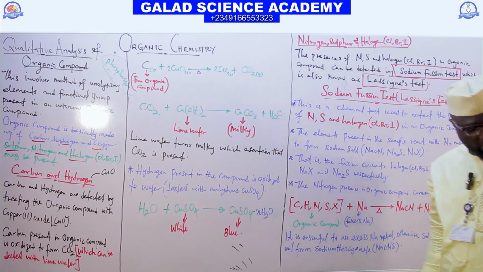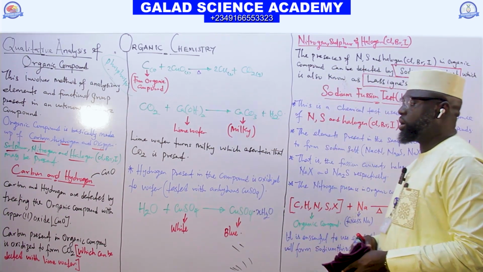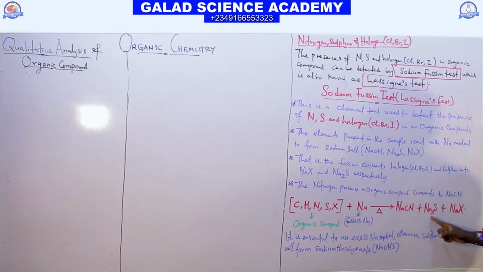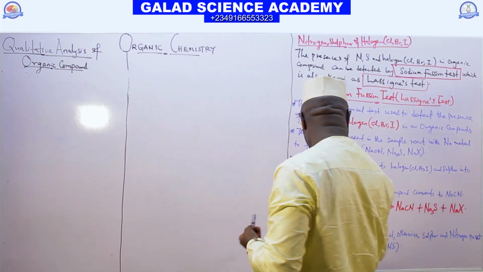Now let me rub this side. The presence of sodium cyanide, sulfide, and halide can be recognized by testing with acidified AgNO3, lead ethanoate, and freshly prepared iron sulfate. So the presence of these three compounds can be identified by using AgNO3, lead ethanoate, and freshly prepared iron sulfate.